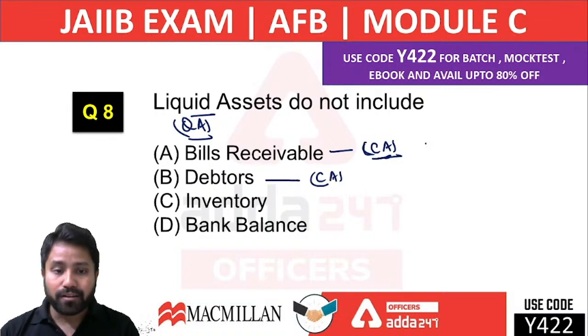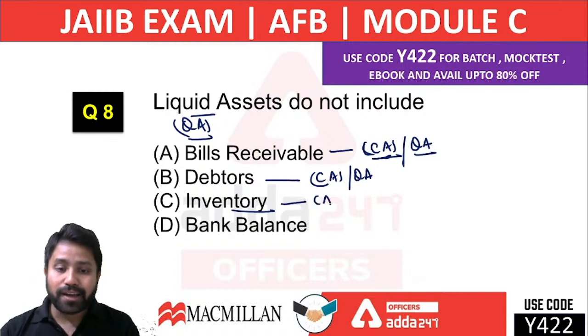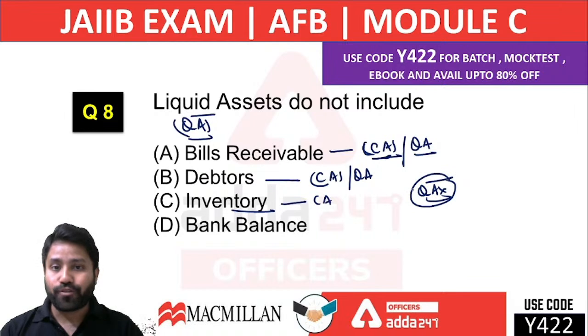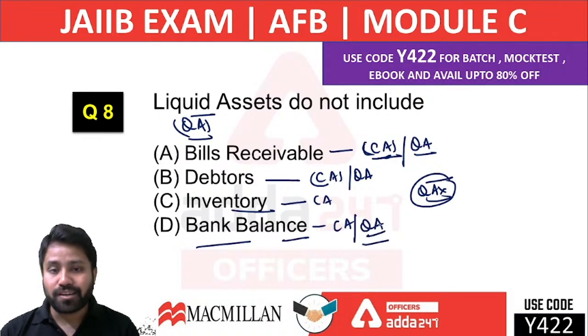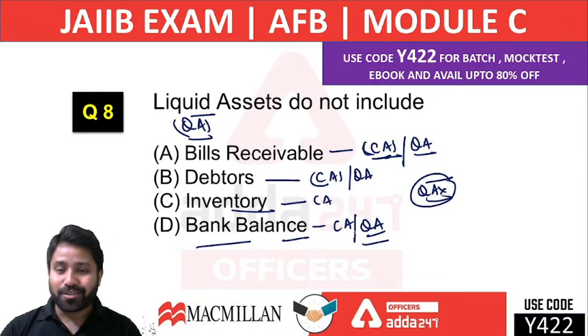Inventory. Look here, we have to find out the quick asset. Bills receivable is a current asset as well as a quick asset. Debtors are a current asset as well as a quick asset. Inventory is only a current asset, not a quick asset. That is a very important thing you have to understand here. After that, bank balance is also a current asset as well as a quick asset. So now just tell me what would be the answer of this question. I think it is pretty obvious.